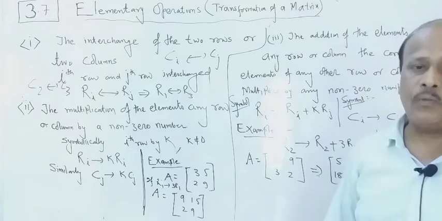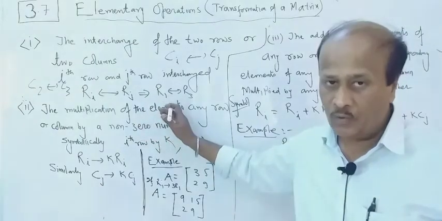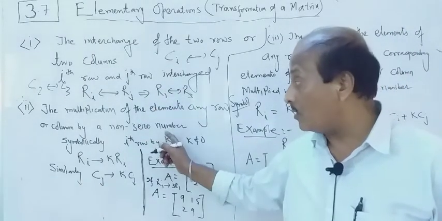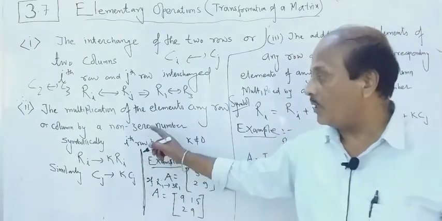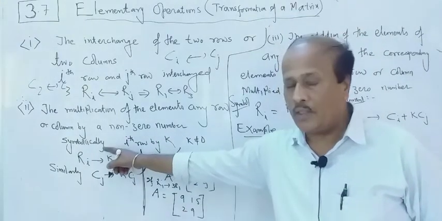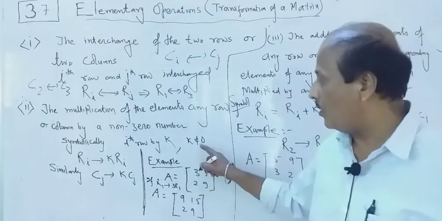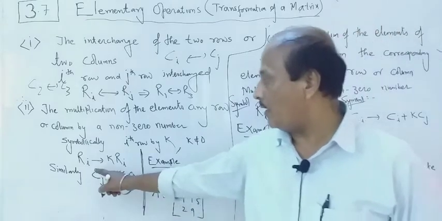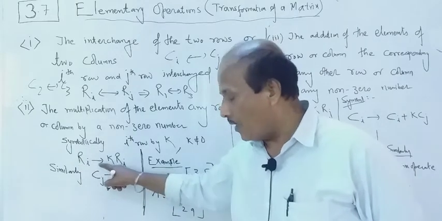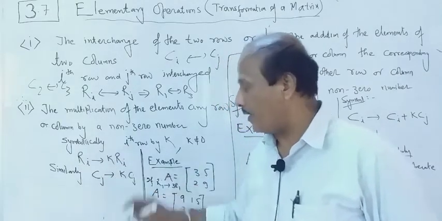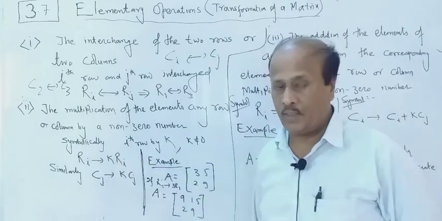Second property: suppose during the solution of a question you want to multiply any row or a column with some constant, non-zero number, then no doubt you can do it, but you will have to write it symbolically like this. Symbolically, how can you write? Suppose the ith row is to be multiplied by k, where k is a non-zero number, then how are you going to write? Ri implies, operated in this way, kRi. What does it mean? All the members of the ith row will be multiplied with k.